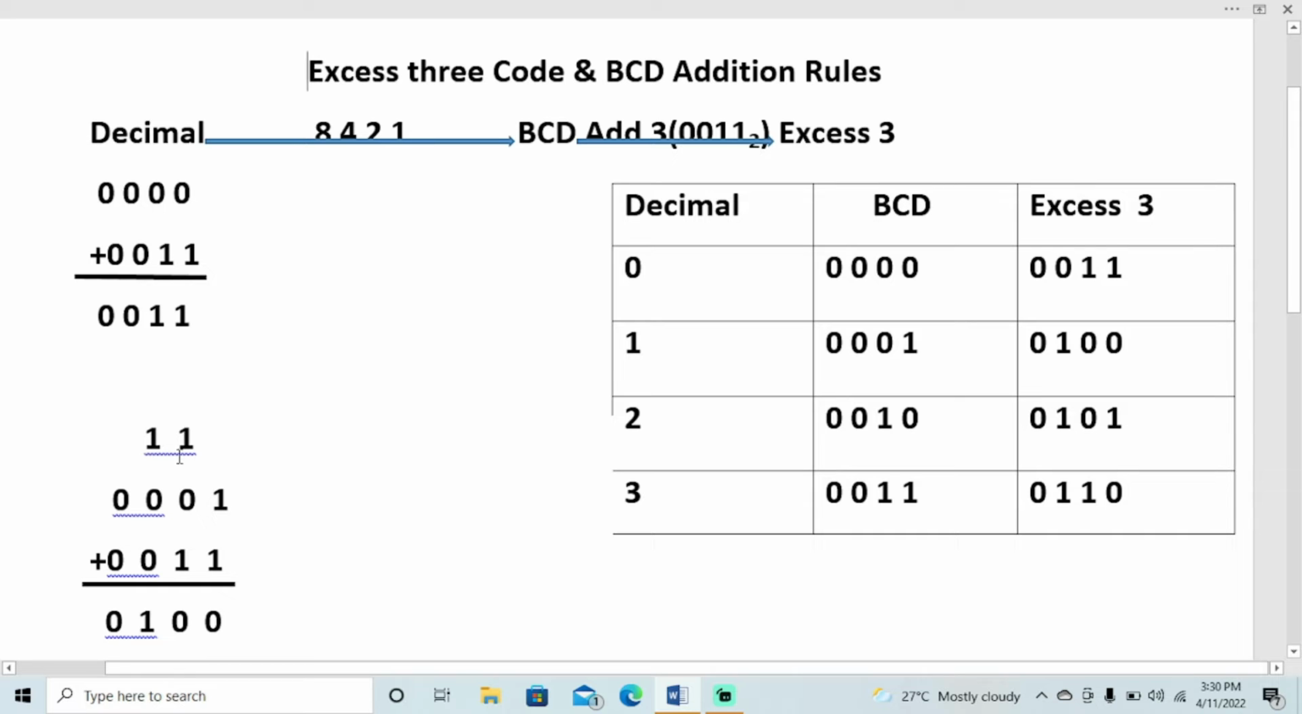Now for 1, you can see according to the binary addition rules, 1 plus 1 becomes 0, 1. So this 1 plus this 1 again is 0, 1. Then 1 plus 0, of course, is 1, and 0 plus 0 will be 0. So that's how we found the excess 3 code for 1, 0, 1, 0, 0. And then for 2, we just add this with this, and we found 0, 1, 0, 1. And for 3, we just take 0, 0, 1, 1 plus 0, 0, 1, 1. We get 0, 1, 1, 0. That's how we find the excess 3 codes.